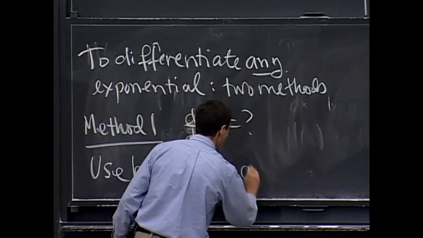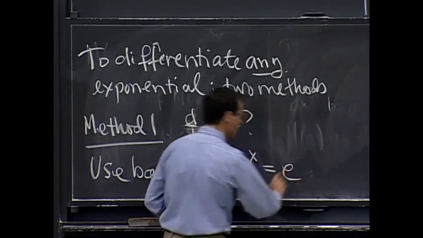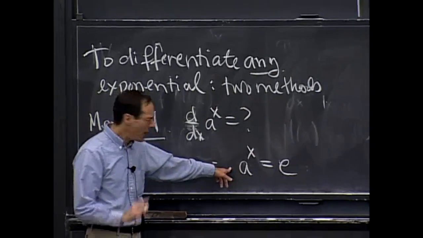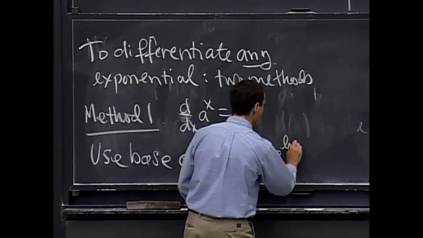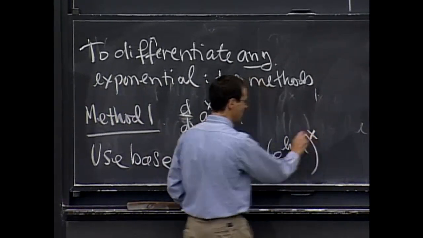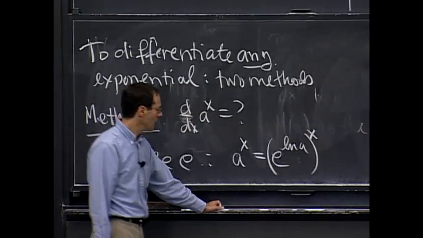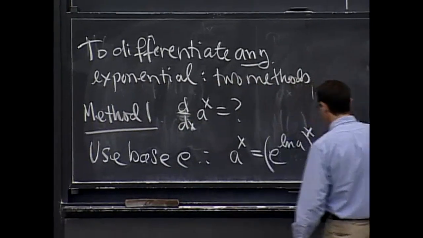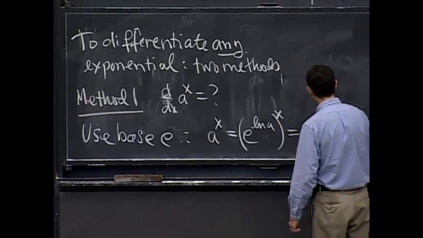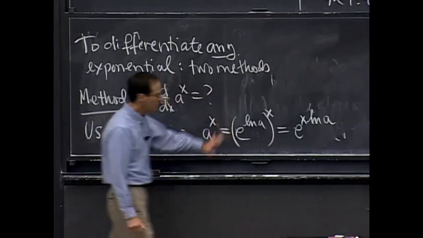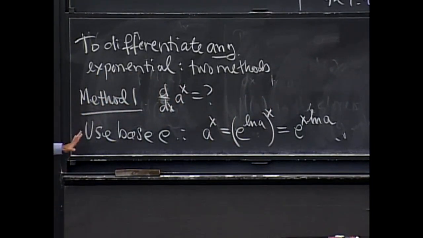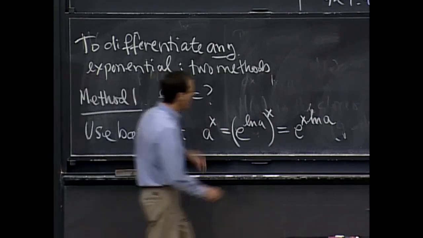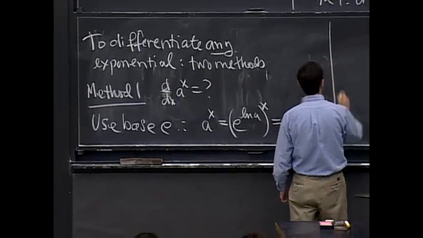So how do you convert to base e? Well, you write a to the x as e to some power. So what power is it? It is e to the power log a to the power x, and that is just e to the x log a. All right, so we've made our conversion now to base e, an exponential of something. So now I'm going to carry out the differentiation.